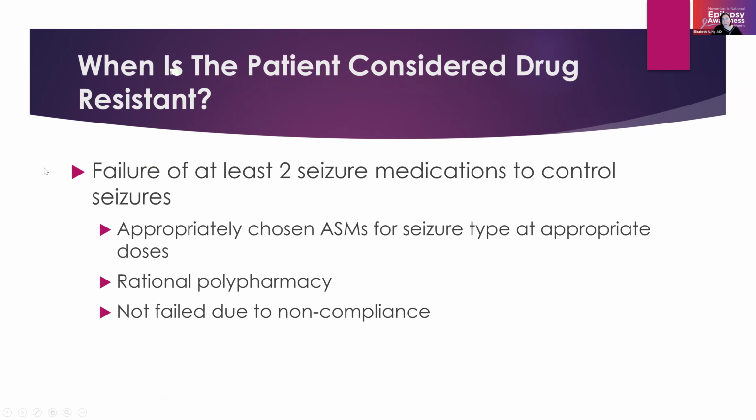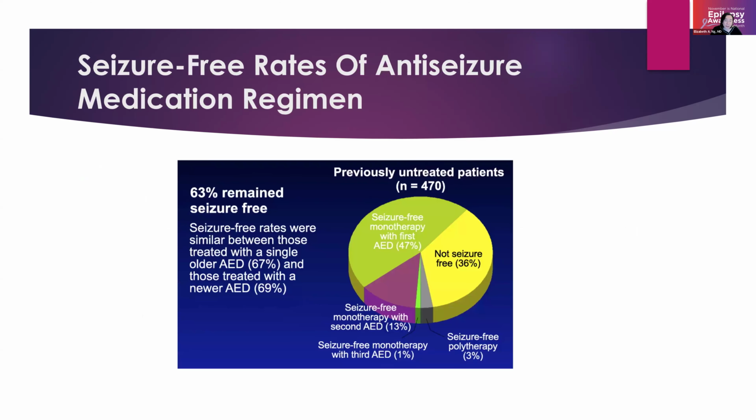So when is a patient considered drug resistant? They're considered drug resistant if they fail at least 2 seizure medications to control the seizures at an appropriately chosen ASM and at the appropriate dose, or if they failed a rational polypharmacy, and the failure is not due to noncompliance. So you can see here, 63% of patients respond to ASM and remain seizure-free versus 36% who are refractory.